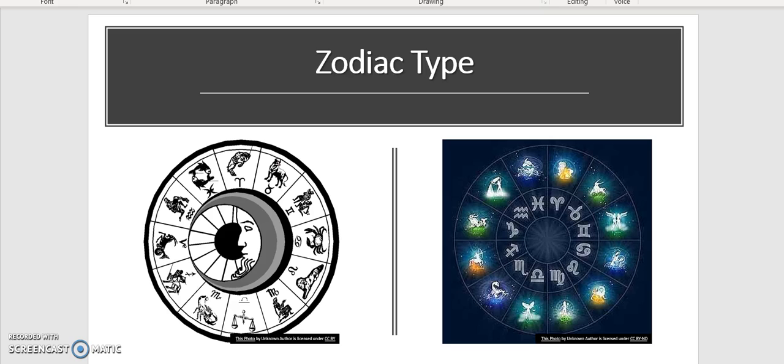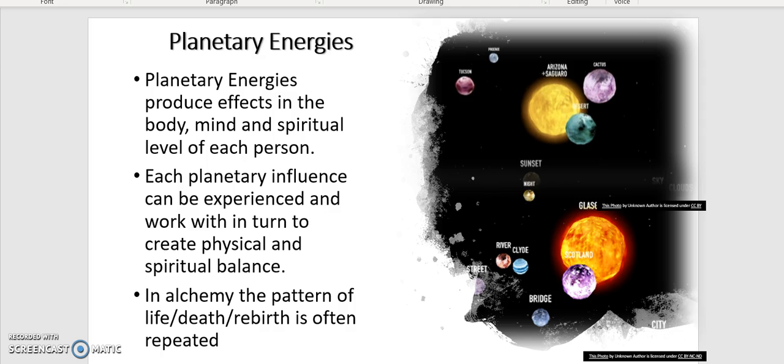If the moon and the sun affect us gravitationally, and there is a certain vibration and frequency between them, how can we not think that there is something like that in us and affecting us? Planetary energies produce effects in the body, the mind, and on a spiritual level in each person. Each planetary influence can be experienced and worked with in turn to create physical and spiritual balance. In alchemy, the pattern of life, death, and rebirth is often repeated.